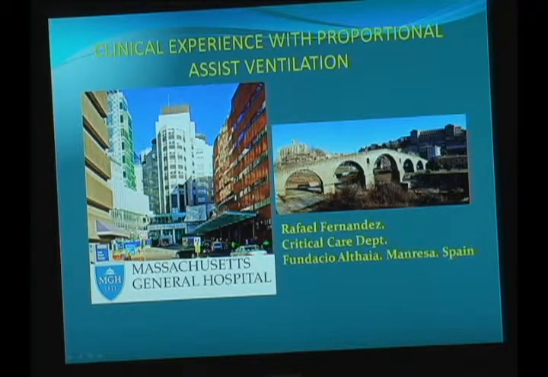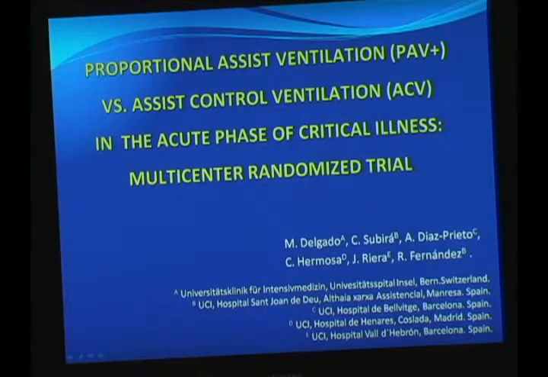So let me give a little explanation about my presentation. I focus my presentation on the strongest way of showing clinical research, that is a randomized control trial. So we made a randomized control trial on proportional assist ventilation compared with ordinary assist control ventilation.